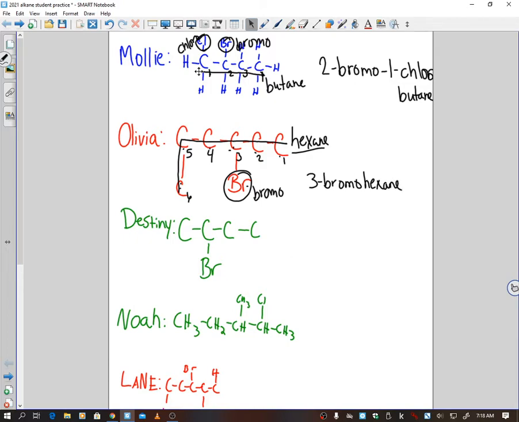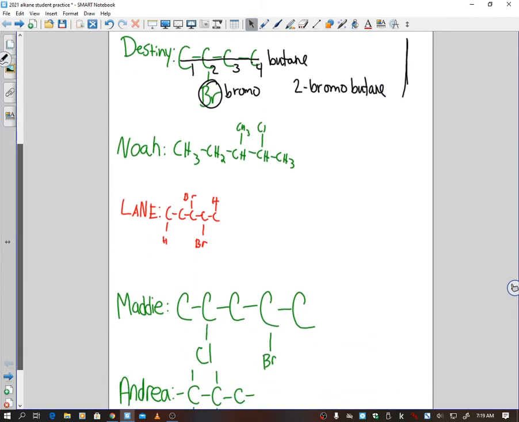All right, Destiny's: 1, 2, 3, 4. So that is butane. Here is a branch here. It's a bromo. I'm going to number this way: 1, 2, 3, 4. It is quicker than going 1, 2, 3. So it is 2 bromo, butane. Let me see if this will let me. There we go. All right.